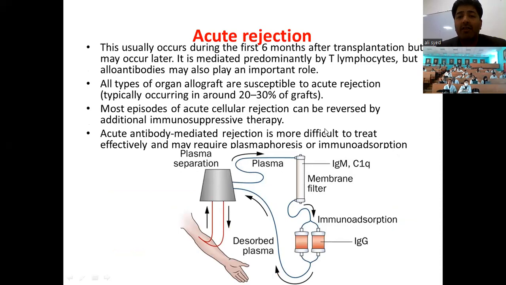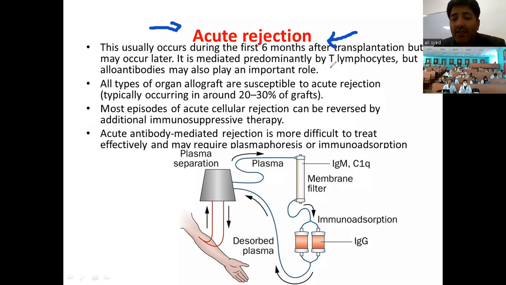Second is acute rejection. So what is acute rejection? Acute rejection is when the rejection occurs within 6 months. Hyperacute is within hours to minutes. But if rejection occurs after 1 month, 2 months, 3 months, up to 6 months, then I will call it acute rejection.